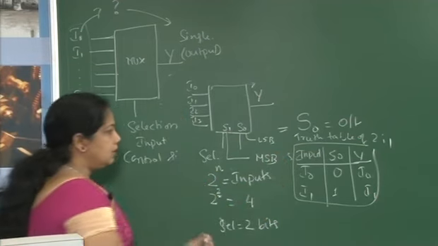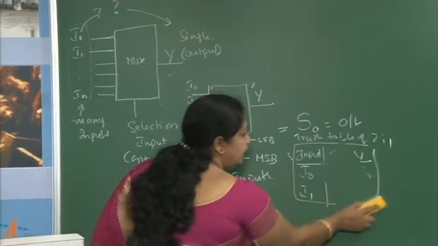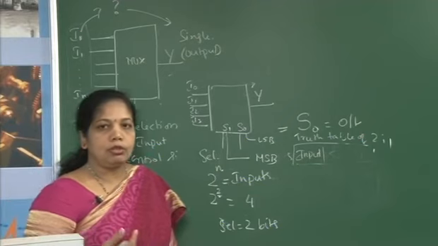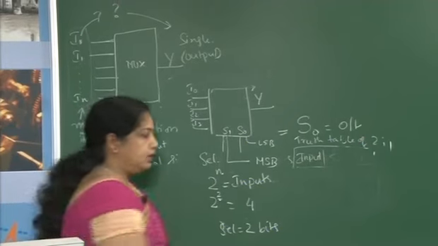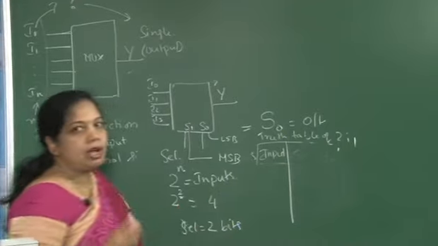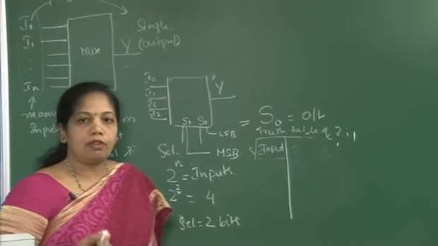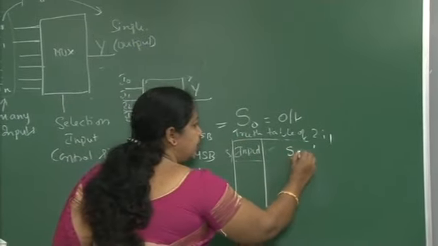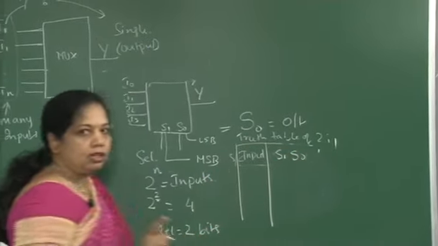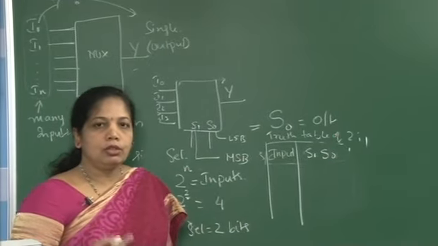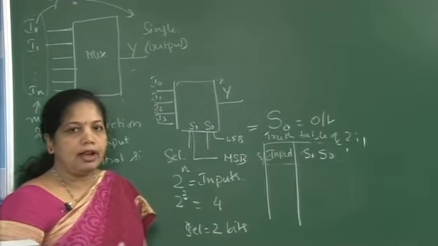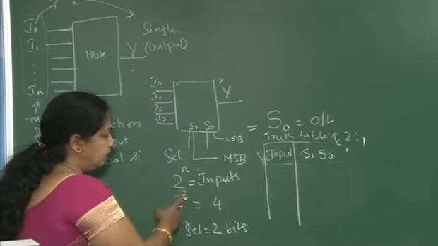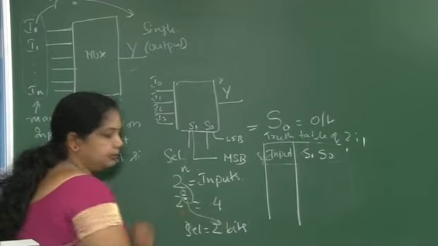Based on this we are going to decide which input has to be directed or selected to the output side. So now we write a truth table for the 4:1 mux. How do I write the truth table for a 4:1 mux? Once again I am going to modify the same truth table. Instead of only S0 as in the previous case, now I am going to take 2 bits, S0 and S1, because I have designed for 4 inputs, so it will be 2 selection bits.